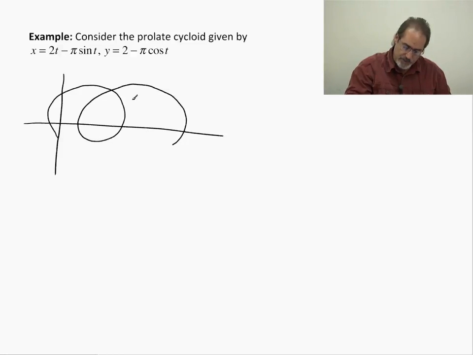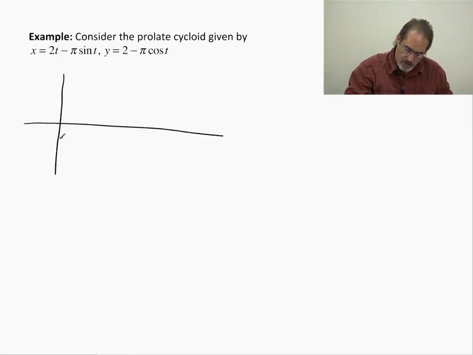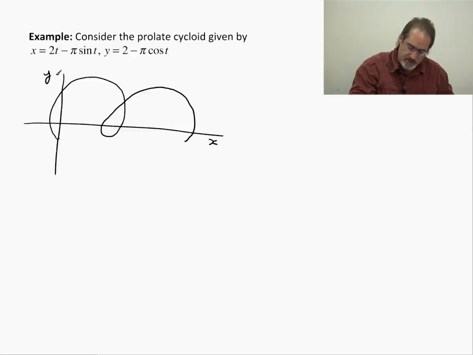Let me make it a little bit more realistic. This could come more like this. This could be a smaller loop. There we go. Like I've said many times, an artist I ain't. But that's what this particular prolate curve is going to look like.